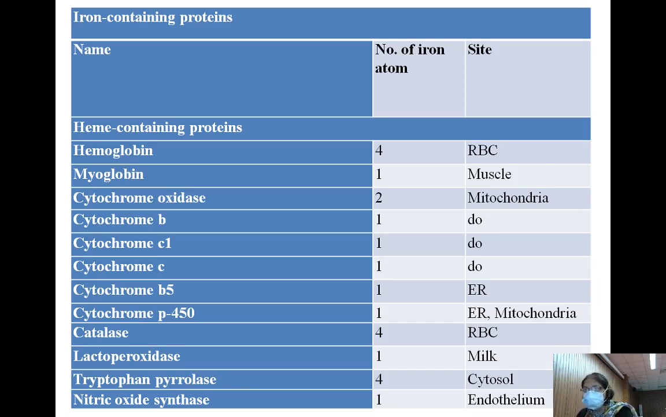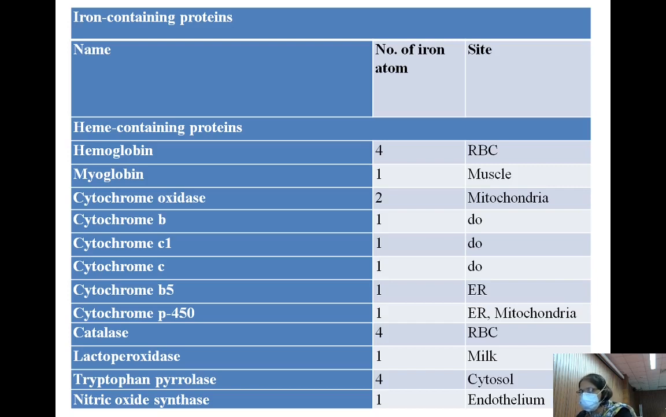It is an important electron transfer protein in the ETC, the electron transfer chain in the mitochondria. Then cytochrome P450 is a very important enzyme for xenobiotic metabolism, isn't it? Cytochrome P450 is present in the mitochondria or endoplasmic reticulum. It is responsible for the first phase reaction of xenobiotic metabolism.